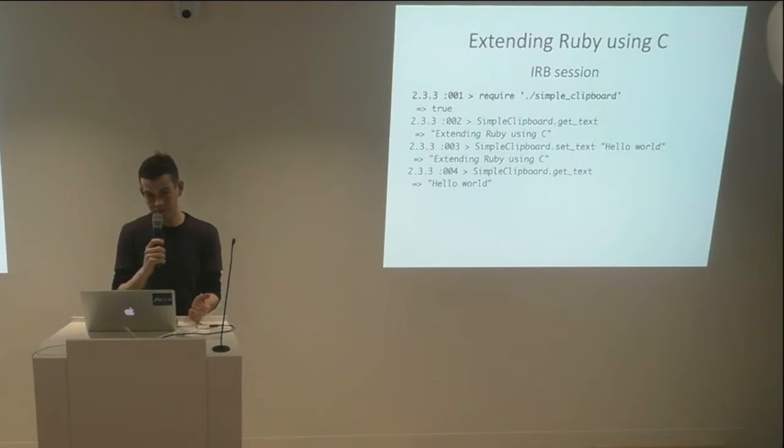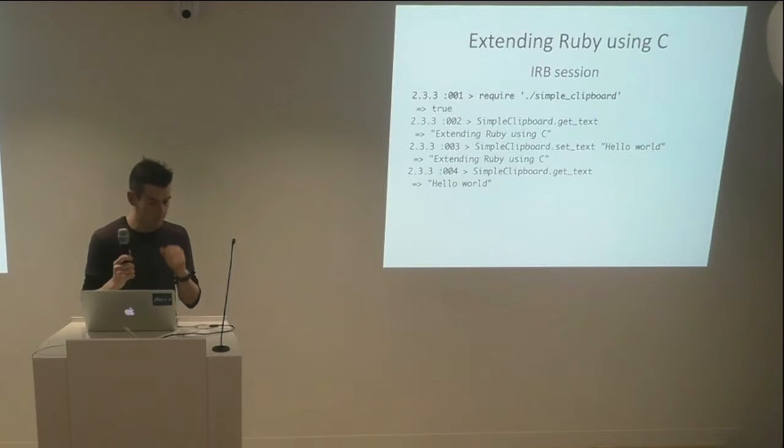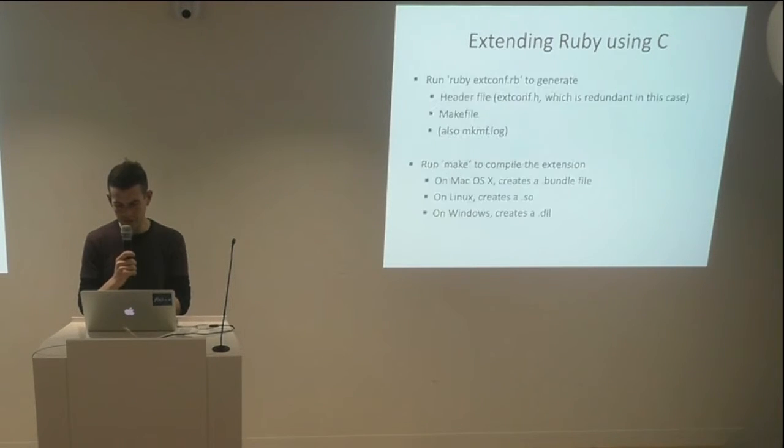Now, how would we use this native extension once we've built it? It's actually really simple. If we were using IRB, we'd do require, and in this case, it's ./simple_clipboard. The ./ is required because we haven't installed this gem or installed this native extension anywhere. It's just in the current directory. Sorry, it's a different apology that time. Now, actually using this module is really simple. It's just SimpleClipboard.getText.